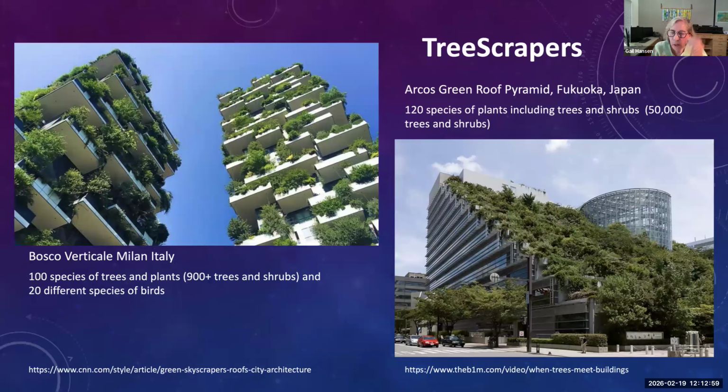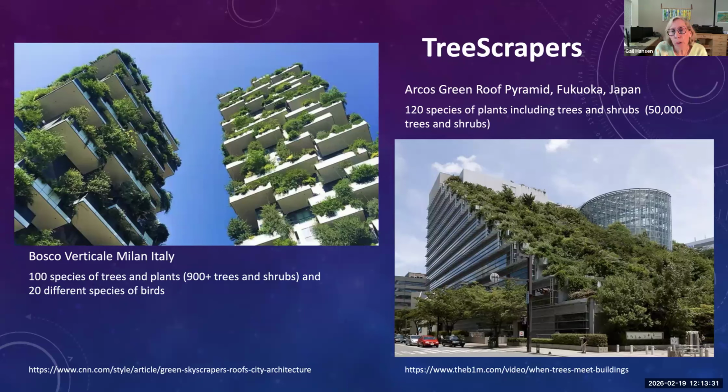And these buildings are called treescapers rather than skyscrapers. And you might be familiar with these. The one on the left is Bosco Verticale in Milan, Italy. It's been around for a while, so it's not a new building, but it's really fantastic with all the balconies that it has. And they have more than 900 trees and shrubs on this building in these balconies that support about 20 different species of birds.